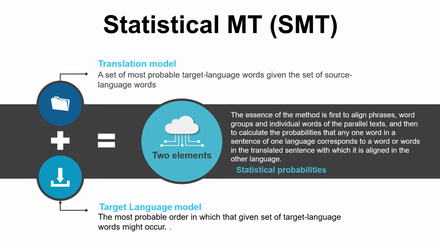The idea of SMT is to find just the T, which is the translated text, that maximizes the probabilities. This probability is seen as a function of two elements. One, a set of most probable target language words given the set of source language words which makes up the sentence, and two, the most probable order in which that given set of target language words might occur. These two elements are referred to as the translation model and the language model. Both are computed on the basis of the bilingual corpus.